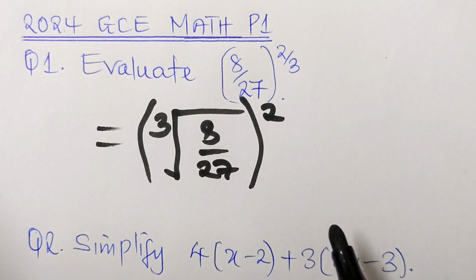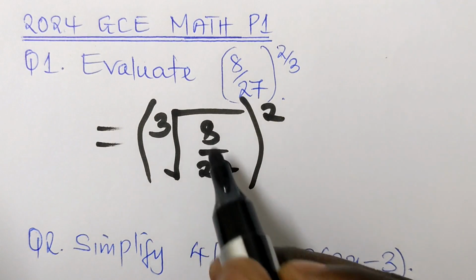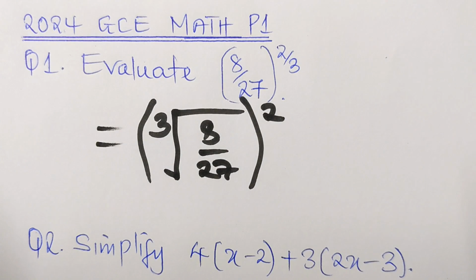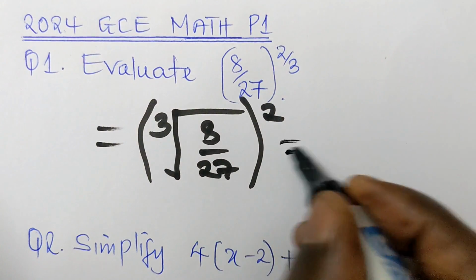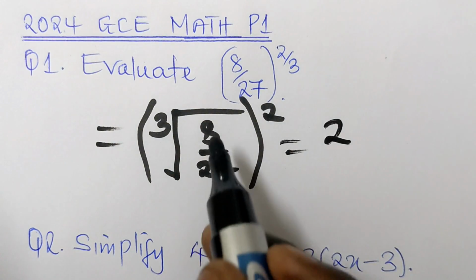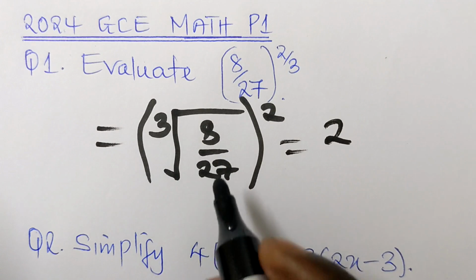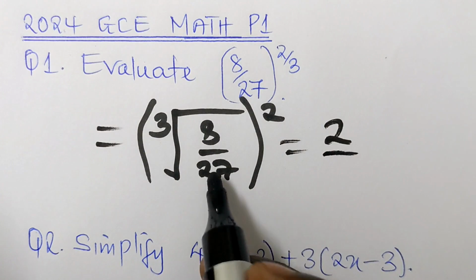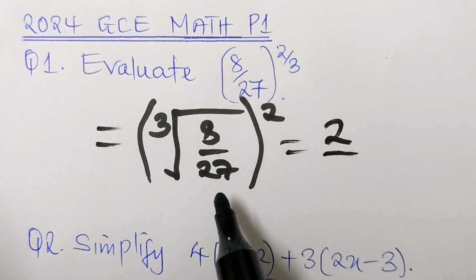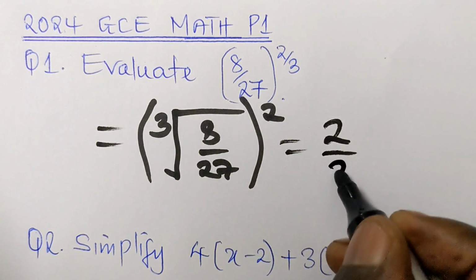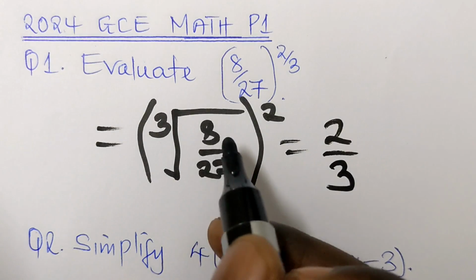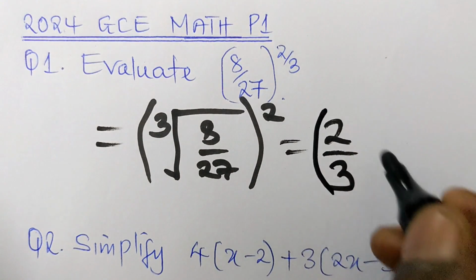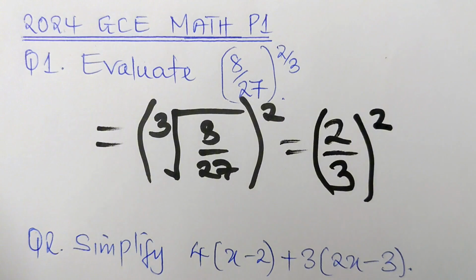So what is cube root of 8? Cube root of 8 is just a number that multiplies 3 times to give 8, and that's just basically 2. So for the numerator, we get 2. Then for the denominator, cube root of 27 is a number that multiplies 3 times to give 27, and that's just 3.